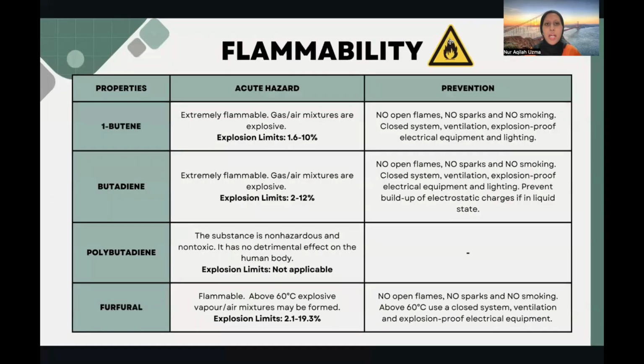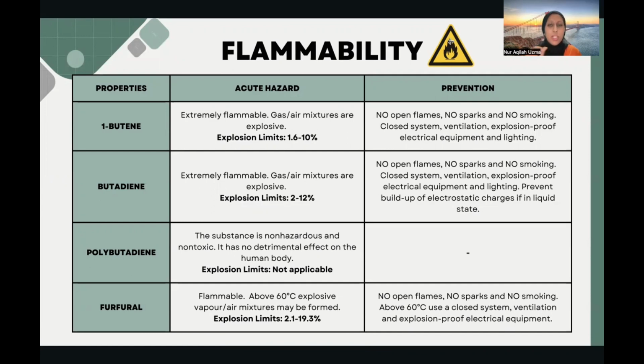Next, we have flammability. 1-butene is extremely flammable. Gas or air mixtures are explosive. It also has explosive limits between 1.6 to 10%. The prevention for 1-butene is no open flames, no sparks, and no smoking. It must be in a closed system with ventilation, explosion-proof electrical equipment, and lighting.